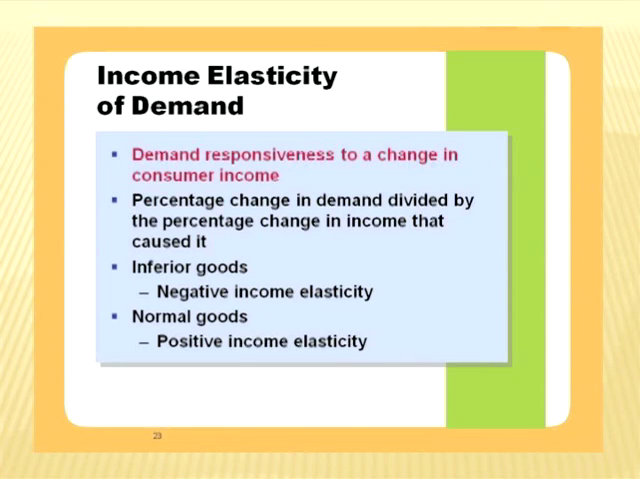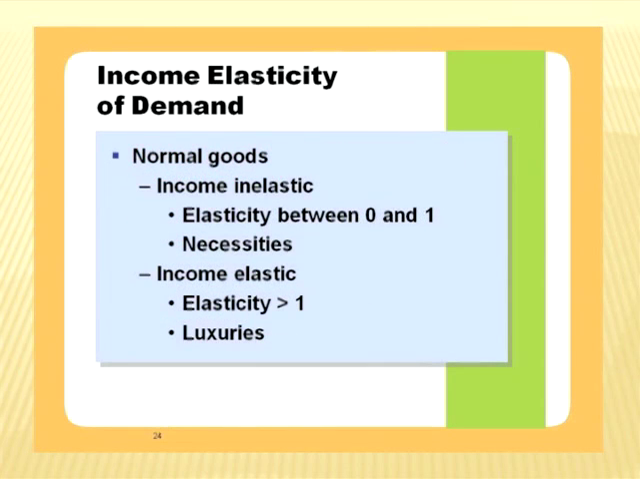So this is the way that we can determine whether a good is an inferior good or a normal good, and it's through using the income elasticity of demand. Normal goods are income inelastic, and luxury goods are income elastic.